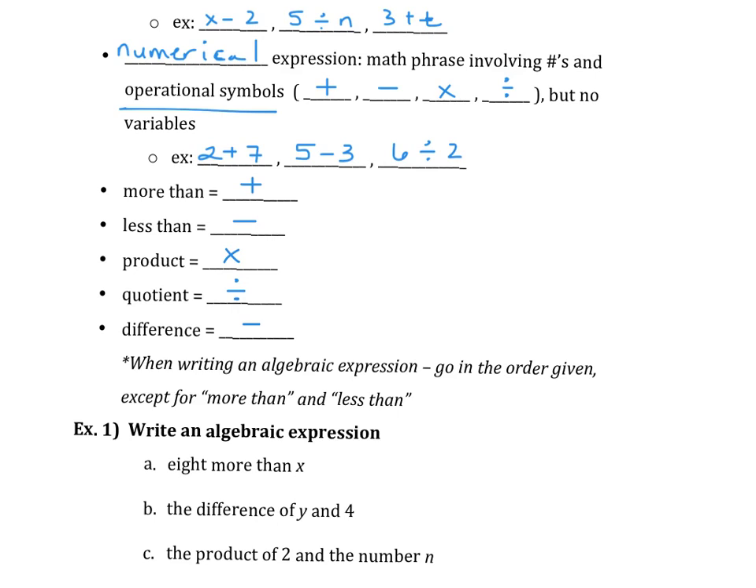Okay, so here's a little rule that you really got to make sure you follow. Whenever you're writing an algebraic expression, like if I said the product of 2 and x, you're going to go in the order it's given, 2 times x, okay? So if I said the product of 2 and x, that's 2x. If I said the quotient of x and 7, I'm saying x divided by 7, because that's the order I gave it to you in.